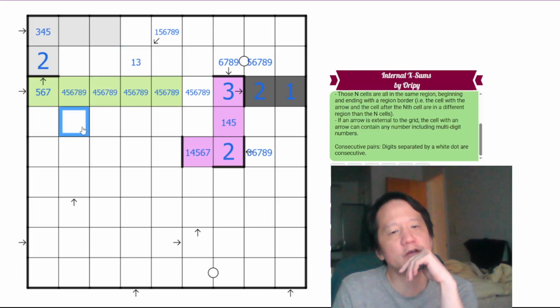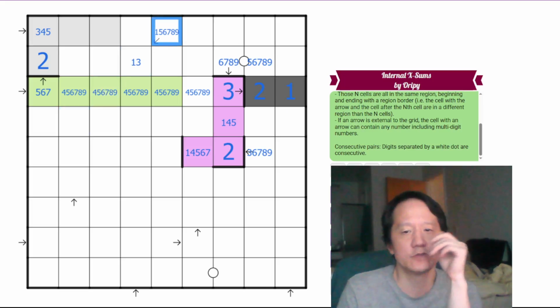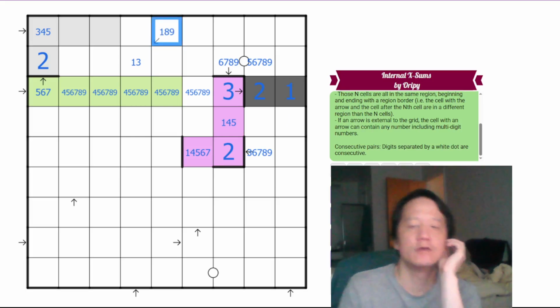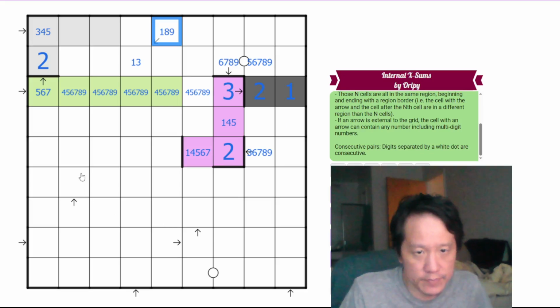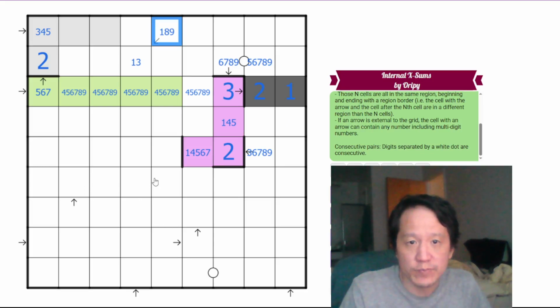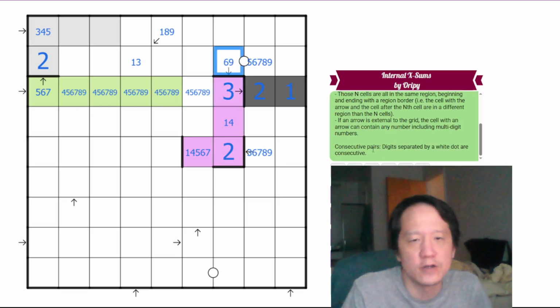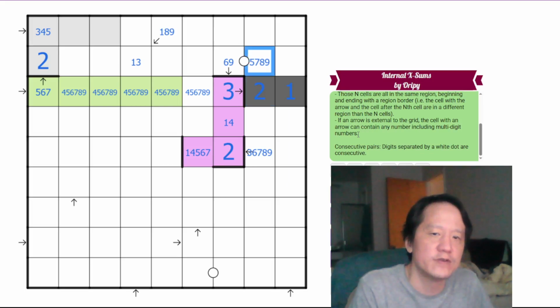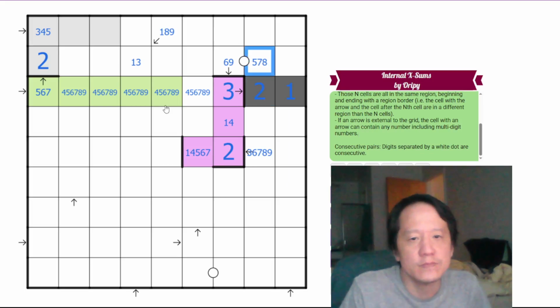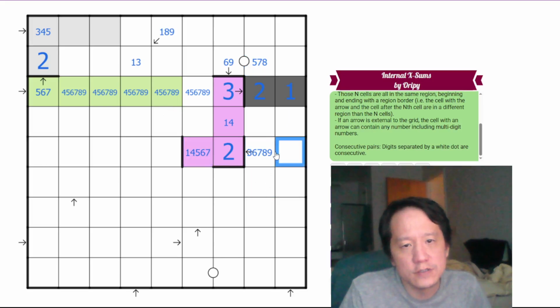3, 4, and... This is at... If this is 3, this is at minimum 3, 4, and 1. So this has to be 1, or it's 8 or 9. We're not sure which. This is 3 plus 2, and that's plus 1. So this is 1 or 4. So this must be 6 or 9 here. 6 or 9 is consecutive with only 5, 7, or 8. This is 3, 6, 7, 8, 9.